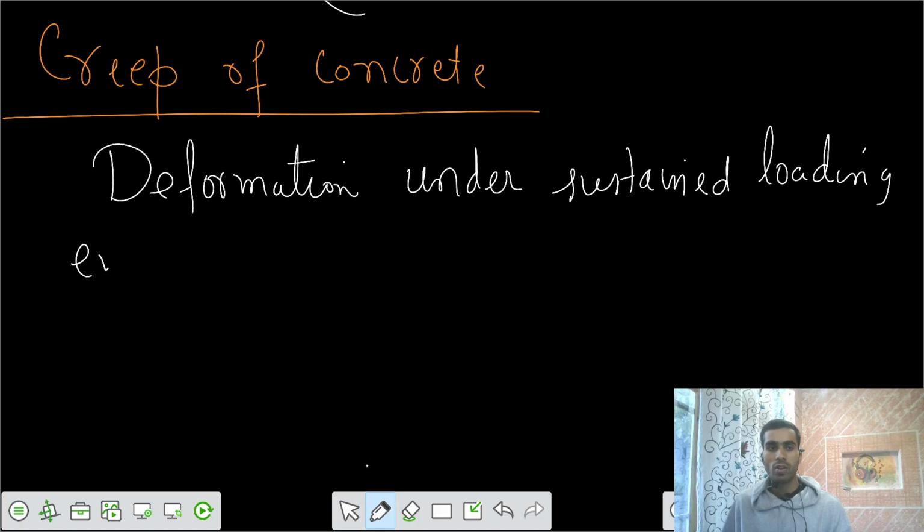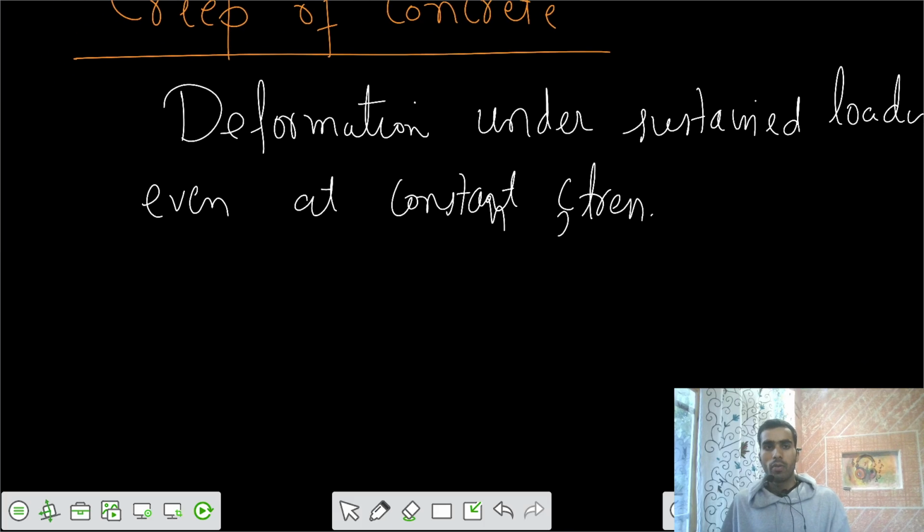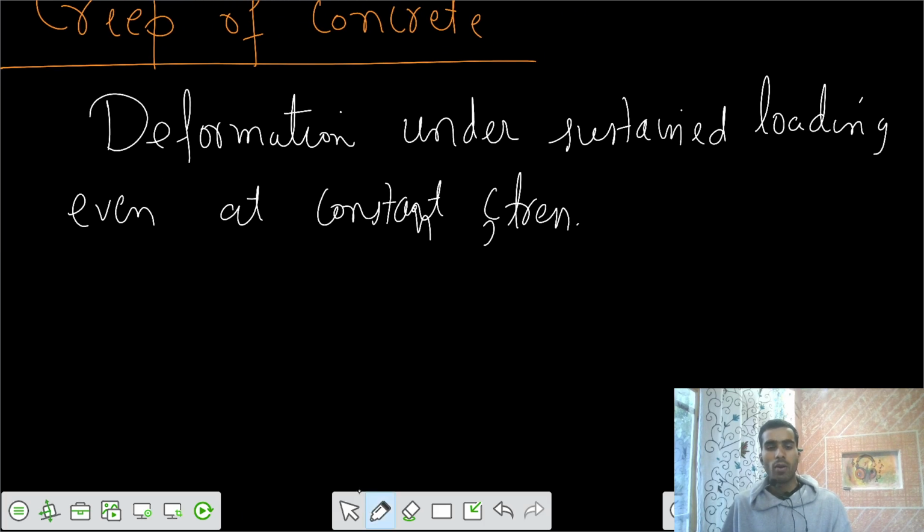Even the stress is constant. At constant stress, the stress is the same, but we still have more deformation happening in the system because of time. So it is a function of time, and we denote its value by the creep coefficient. We write that as phi.